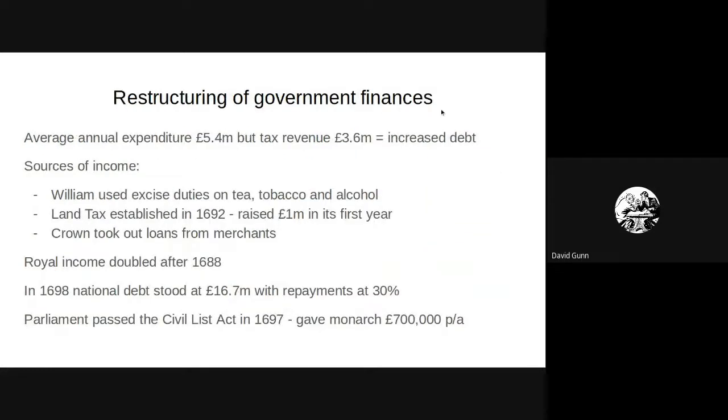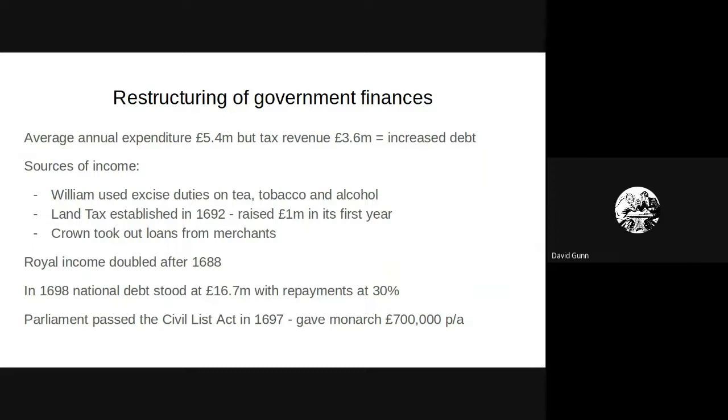So in terms of restructuring government finances, what kind of things are happening? Well, the first thing is the debt. So there's £5.4 million a year expenditure at this time, but tax revenue is only £3.6 million. So this means that debt is increasing.